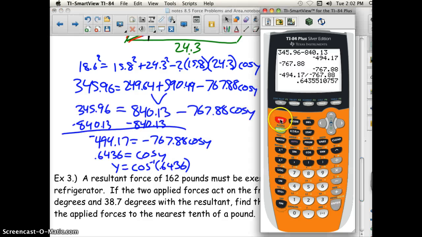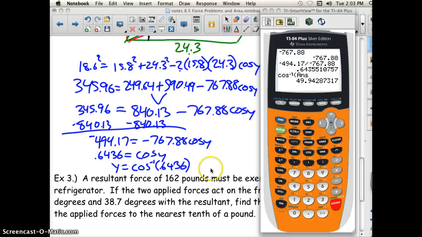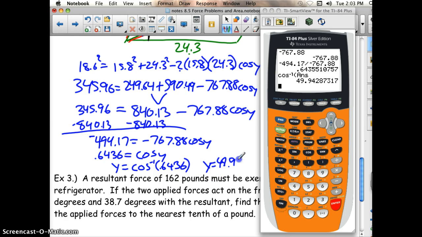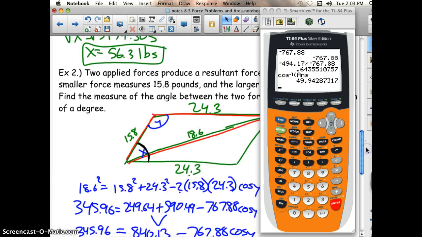Right, so I do second cosine, second answer. There we go. And I'm going to get 49.94. Right, so my y is 49.94. All right, and remember, that's this angle. I want to find x. So I have to take 49.94 and subtract it from 180.